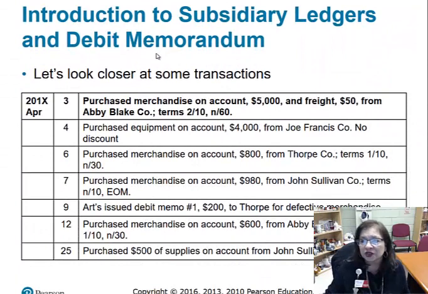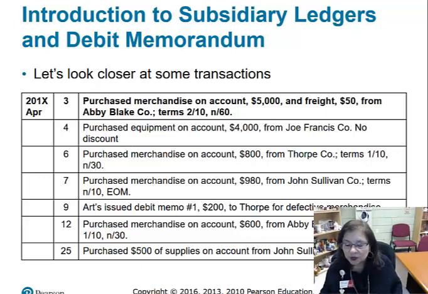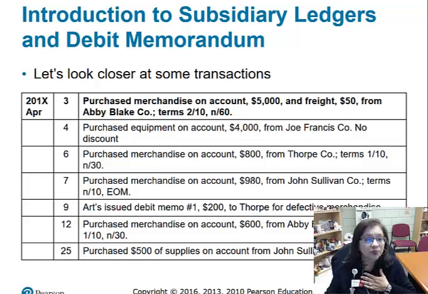So the introduction to the subsidiary ledgers and a debit memorandum, these are some of the things that we're going to be going through right now. On the 3rd, we purchased merchandise on account, the freight, the terms, and purchased equipment on account for $4,000, and purchased more merchandise from Thorpe Sullivan. So all of these are going to be in your what? Since we're the buyer, it's not going to be in accounts payable, not in accounts receivable.